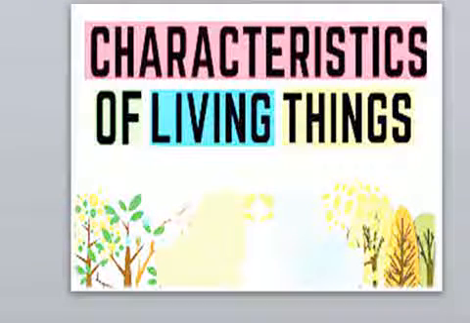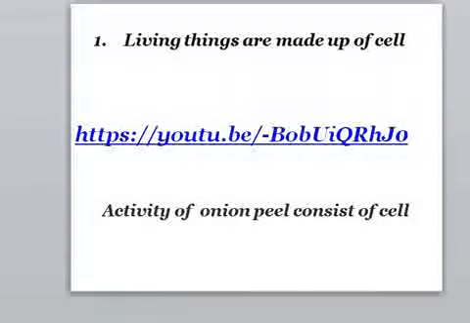Let's study about the characteristics of living things. First characteristic: living things are made up of cells. Let's know more about this by watching the video.